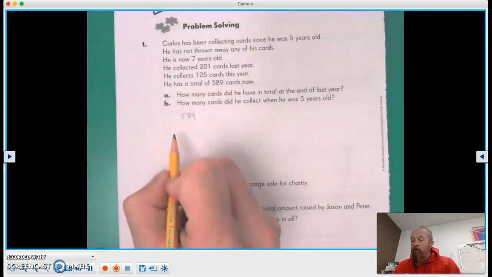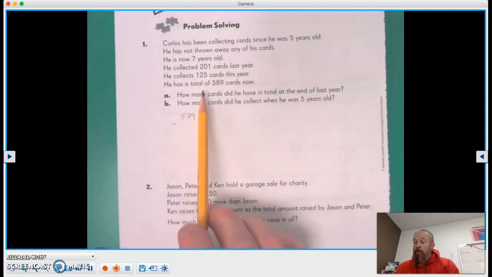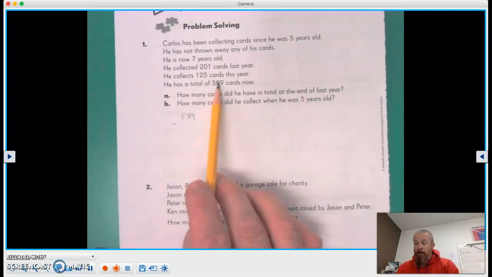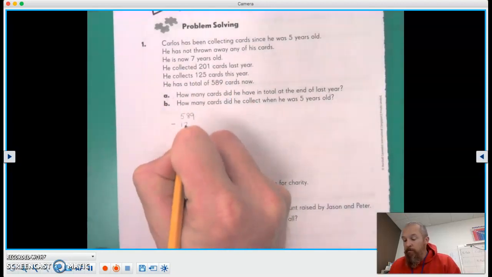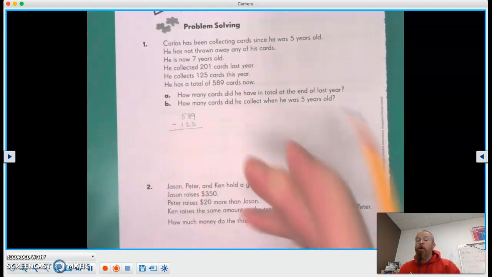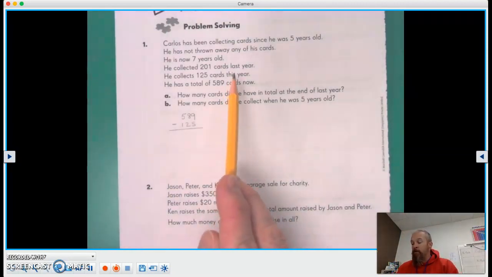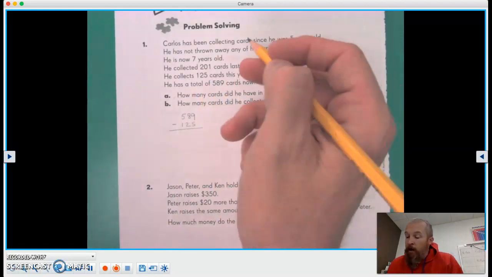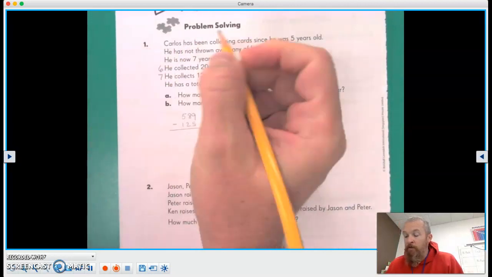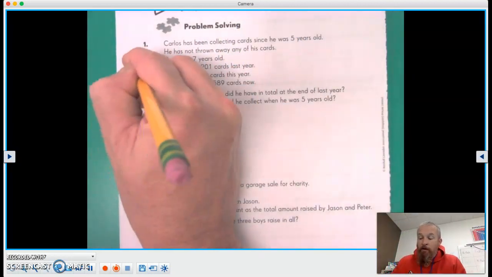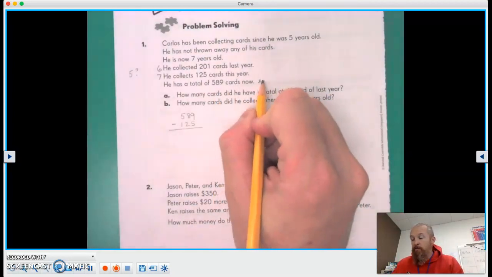Okay? And what we're going to do is subtract the number of cards he got this year, which is 125. So if we take his whole total and take away just what he got this last year when he was 7, I'm going to put that this year is when he's 7 years old. And this was last year, so that's when he was 6 years old. His 5-year-old card amount we don't know, but we do know the total for all 3 years.